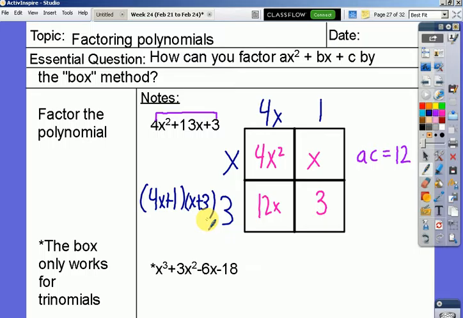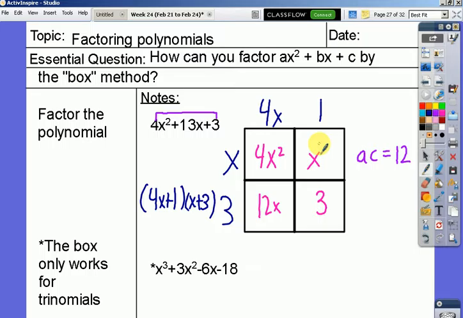Now, just like FOIL, when we went over FOIL, first, outside, inside, last, that was an acronym to help us with the distributive property. I warned you that FOIL would only work with binomials, right? A binomial times a binomial, not a binomial times a trinomial. The box method only works for a trinomial, right? Because think about it. If you have the same logic as a Punnett square, you only have room for 1, 2, 3, 4 terms, yeah? You only have room for so many terms.